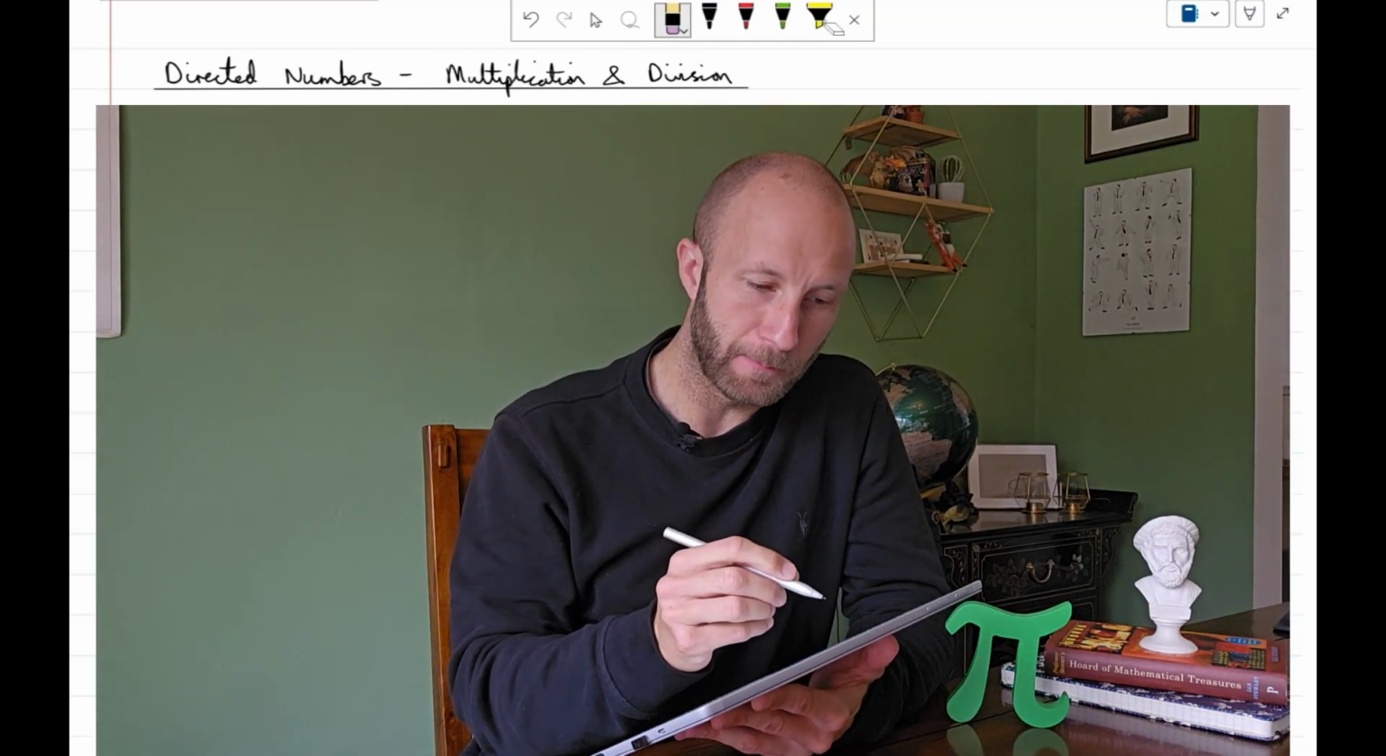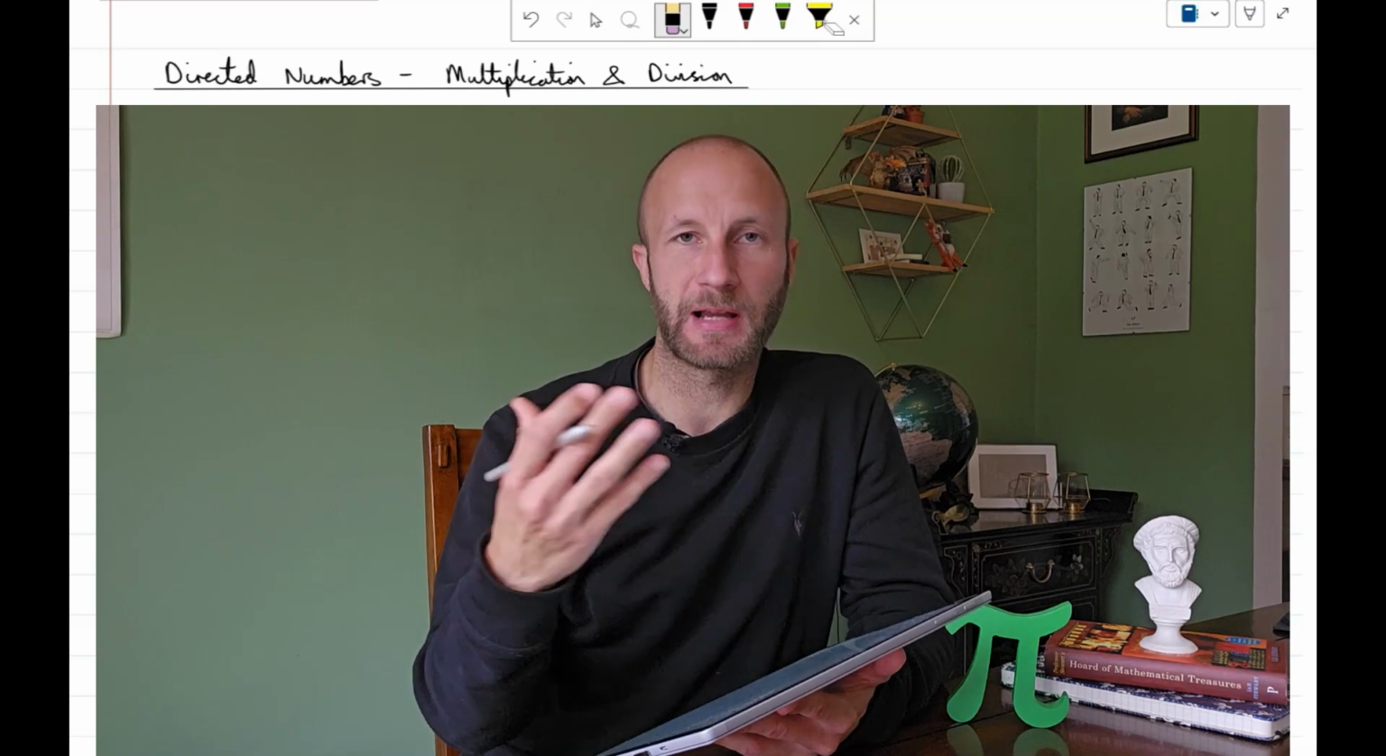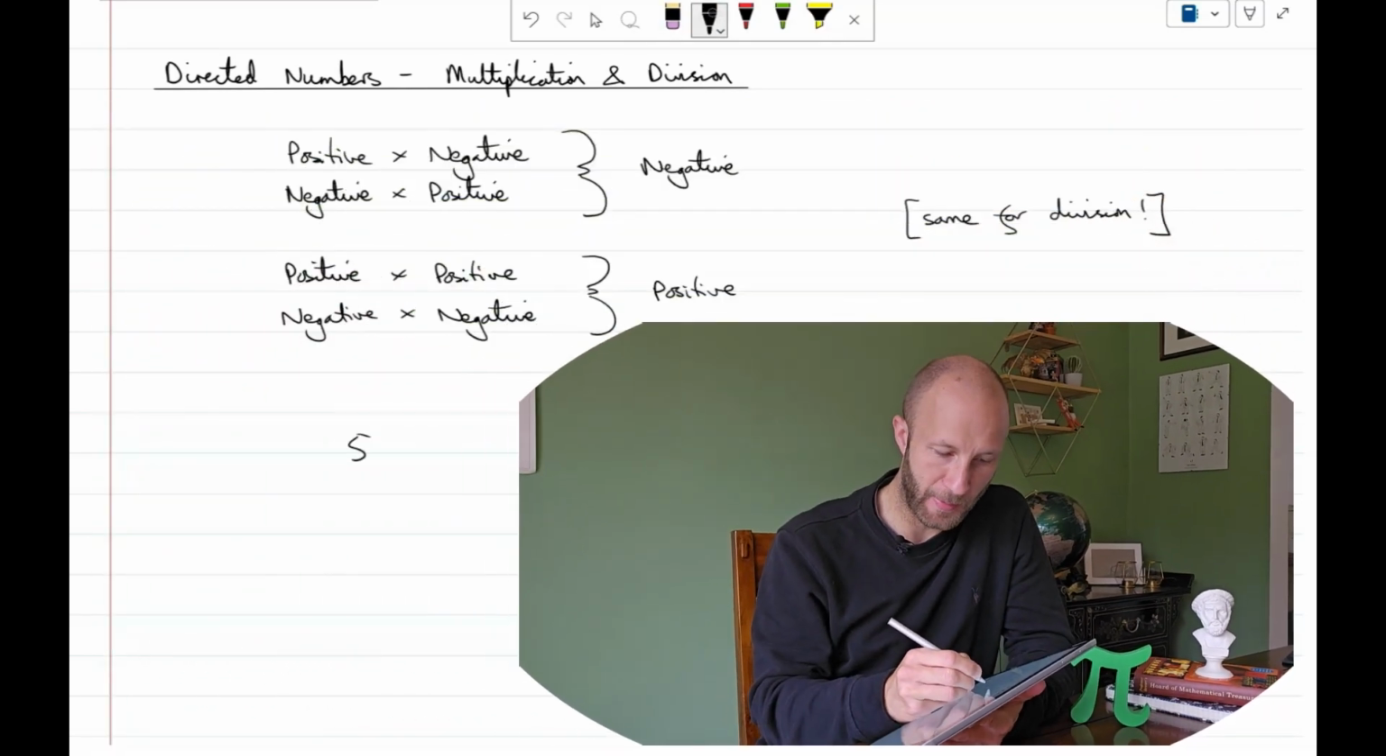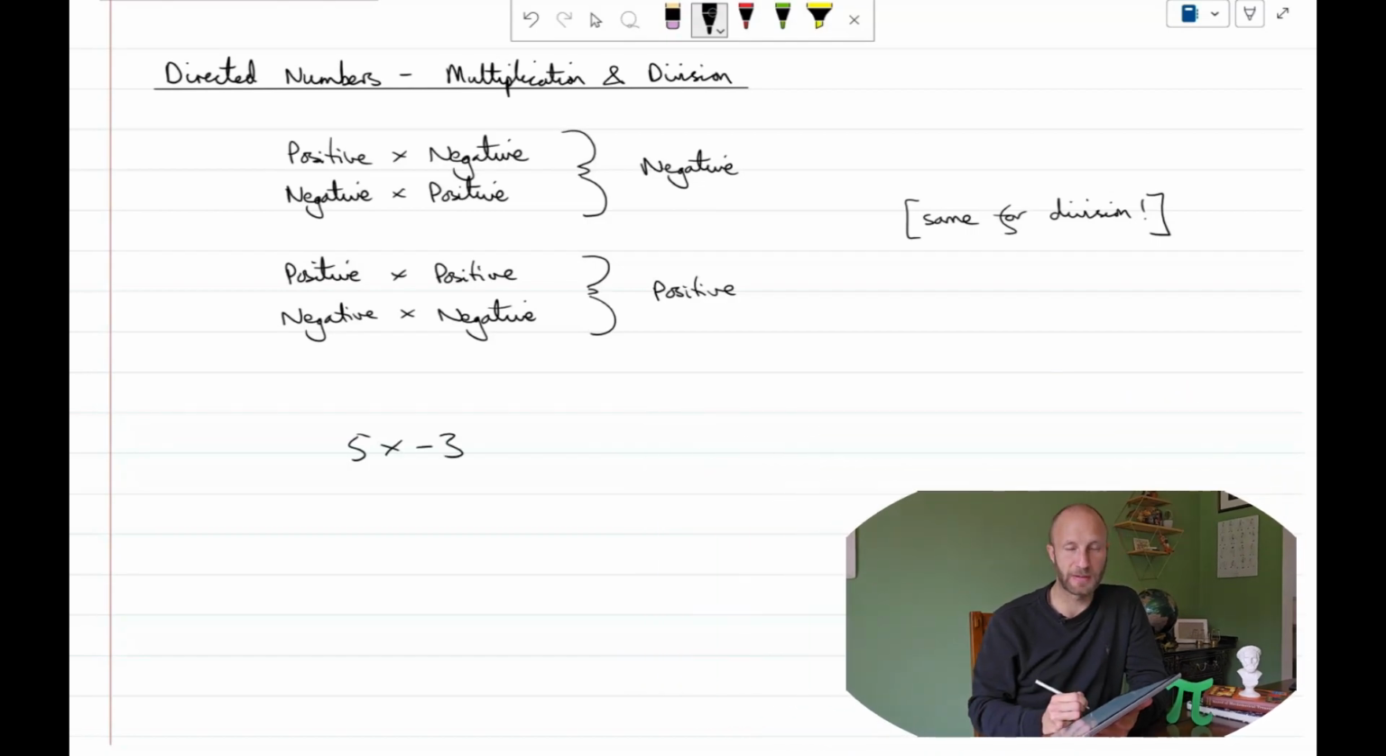So now that we've introduced negative numbers, things like -5 instead of 5, we can now multiply 5 by -3, for example. So we can multiply by a negative. We need to know what happens when we do that. In fact, we can actually multiply a negative by a negative, and we need to know what happens when we do that as well. So the rules for this I've written down at the top here.